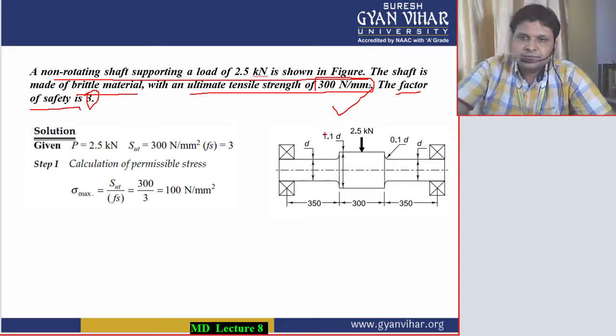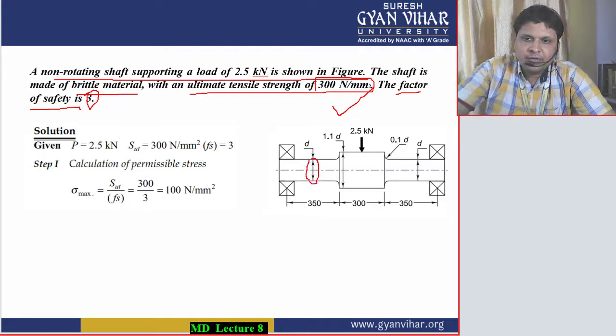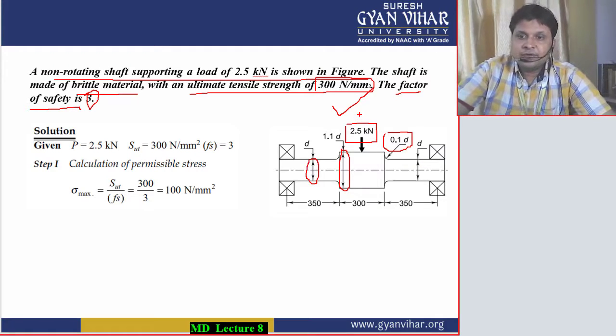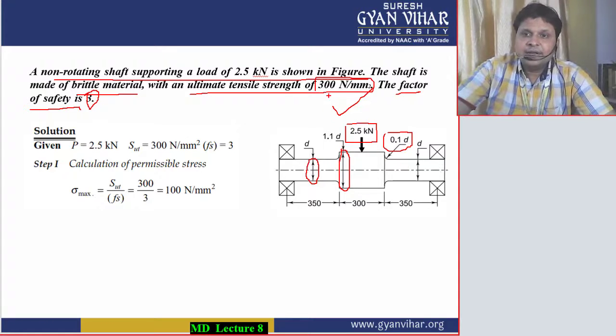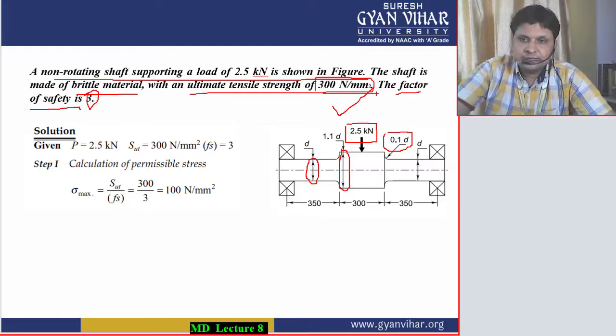In this figure, the dimensions are given to you in the form of small diameter d. If you see this particular portion, the diameter is small d. In this particular portion the diameter has increased, and it has become equal to 1.1 d. This fillet radius is 0.1 d. The load which is acting is the bending load, 2.5 kilonewton, and the ultimate tensile strength of this material is 300 Newton per mm square. The lengths are given to you as 350, 300 and 350.